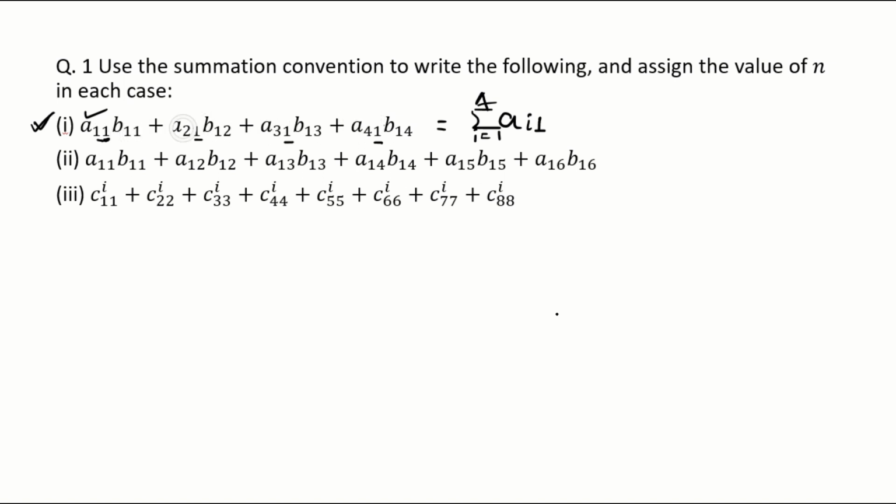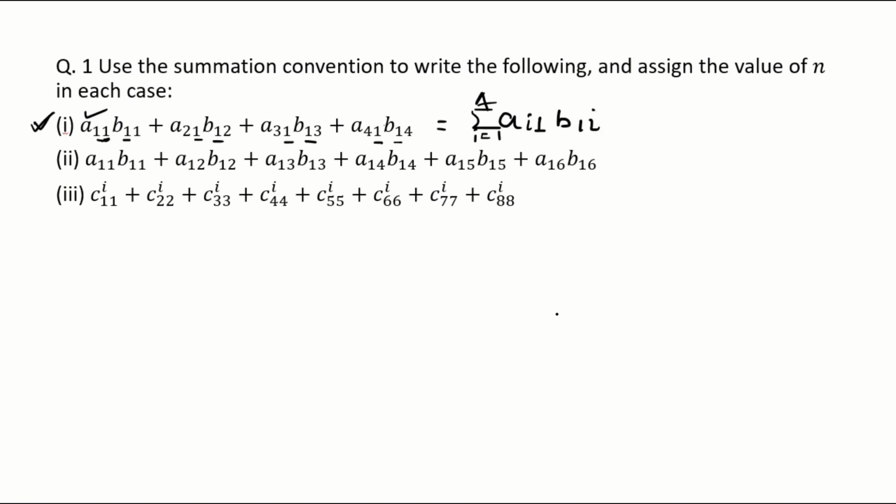Now next, b11, b12, b13, b14. For b, the first subscript is fixed in all four terms. So what I can write is b_1i, and the second subscript is changing from 1 to 4, i from 1 to 4. When you take the sum, you will get all four terms: a11 b11, then a21 b12 the second term, then a31 b13, and then a41 b14.